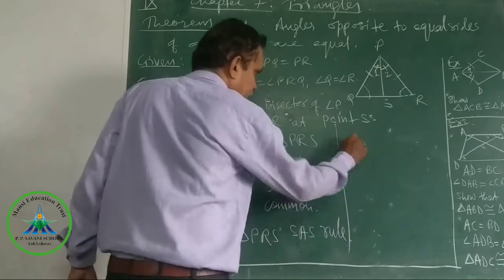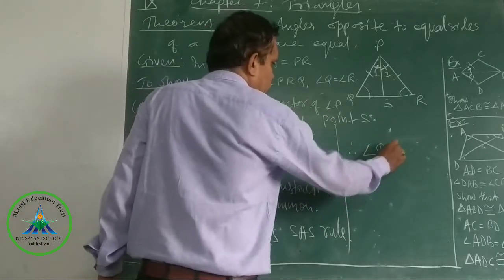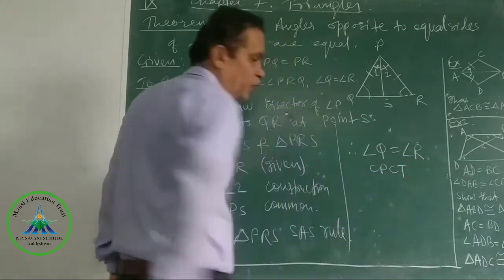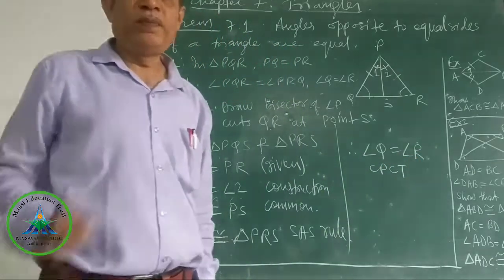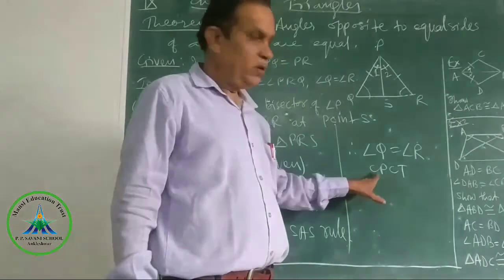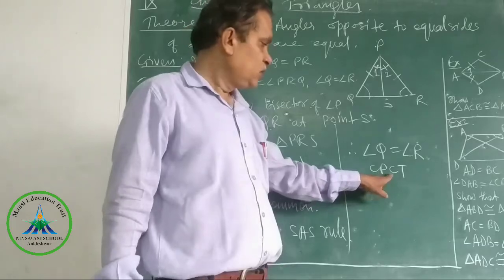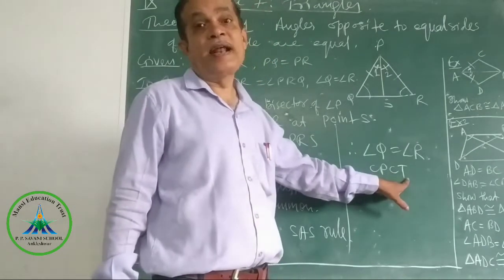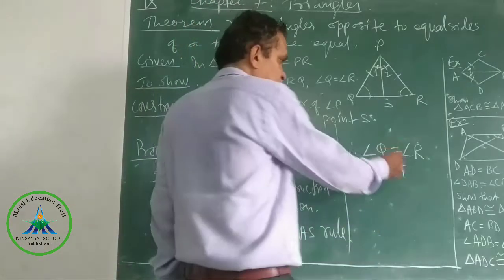Okay. So we can write, therefore, angle Q equal to angle R. That is CPCT. What is CPCT? Corresponding parts of congruent triangles. C for corresponding, P for parts, C for congruent, T for triangles. Okay, remember this.